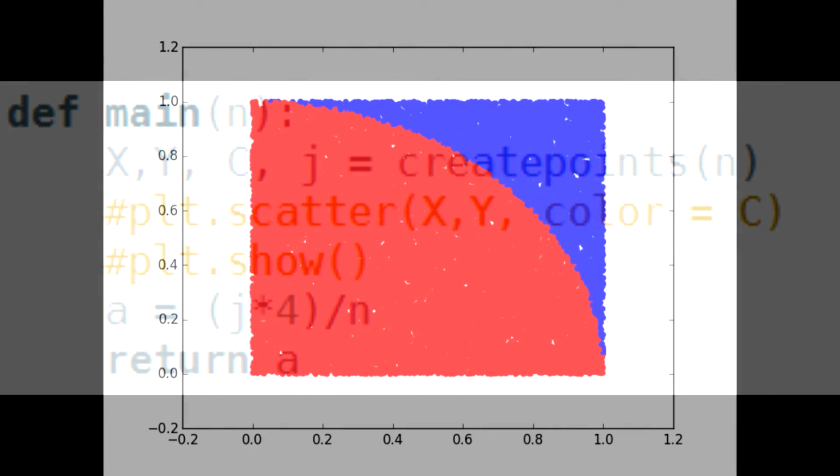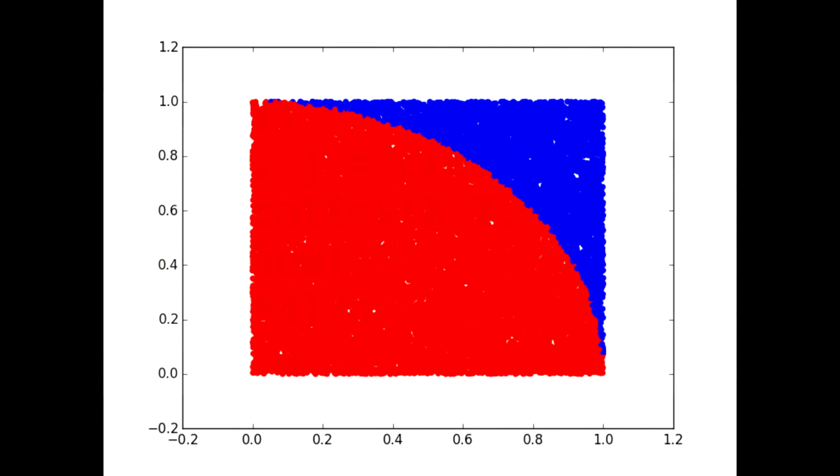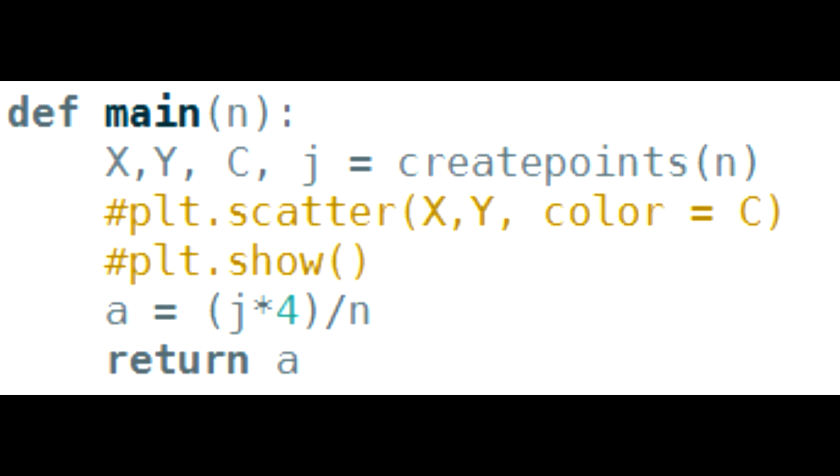And then we calculate the probability of that to happen, multiplied by 4. Math tells us that the probability of this to happen is pi on 4, so by multiplying by 4 we get a value around pi, because j on n is about pi on 4. Here j is the number of points that are in the circle, and n the total amount of points calculated, so j plus the number of points that are not in the circle.